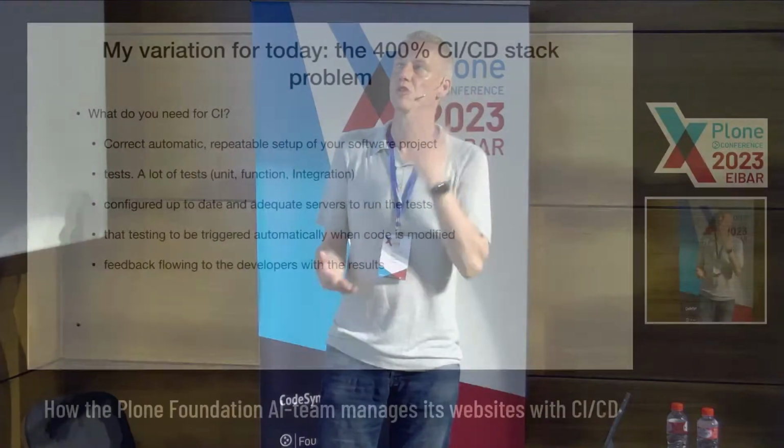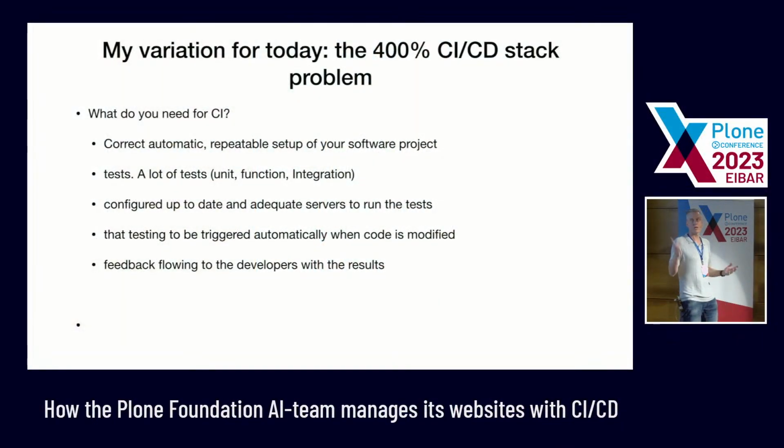Because what do you need for CI? You need correct automatic repeatable setup of your software project. I mean, next slide, we are safe by that because we have that. You need a lot of tests, because otherwise if you can automatically install in this case a Plone website and get it up and running with nowadays a front end and a back end, but then you need to test if it actually is working, because otherwise in all the steps after that, you might do faulty stuff.